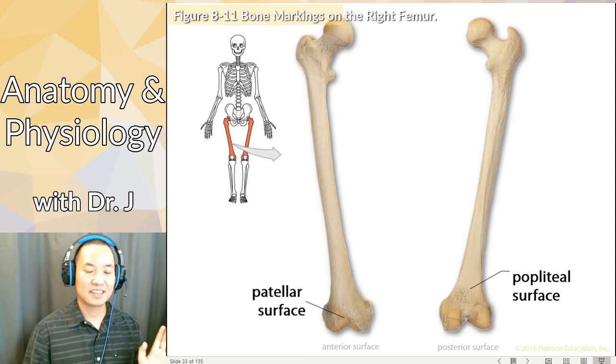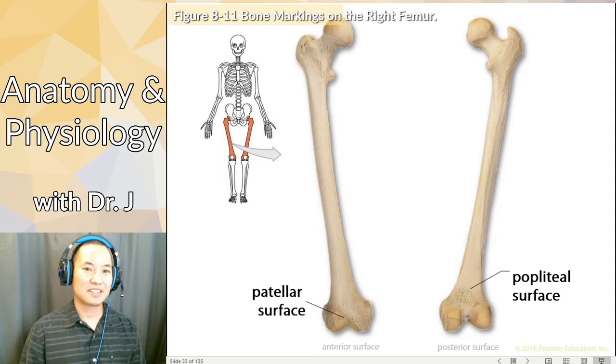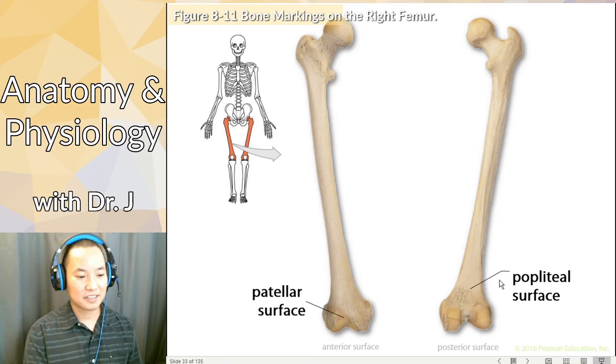Hey, remember all the anatomical landmarks in chapter 1? So this is where they come in handy again. So patella, again, another name for your kneecap, or the medical term for your kneecap. And popliteal is the back of your knee, right? So the patella surface, that's where your patella fits on, and the popliteus is where the back of your knee, or the crook of your knee, is.